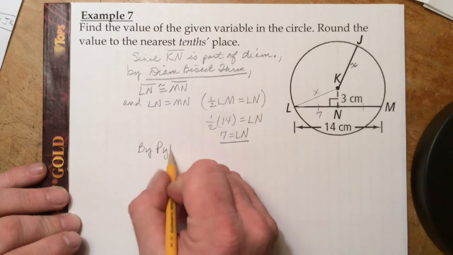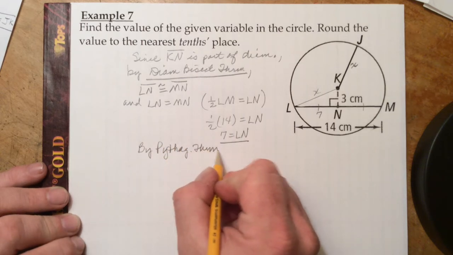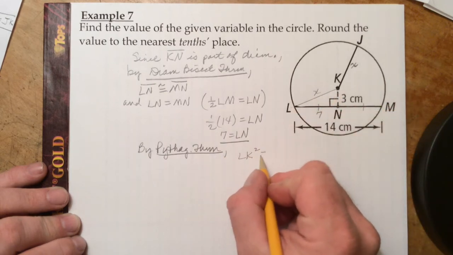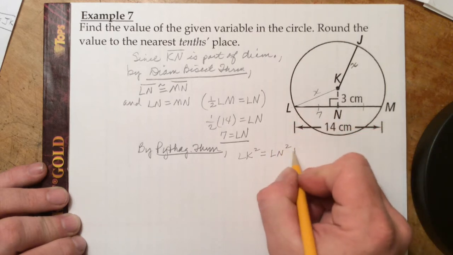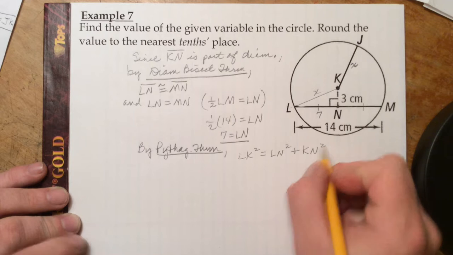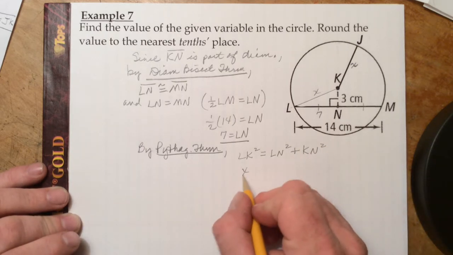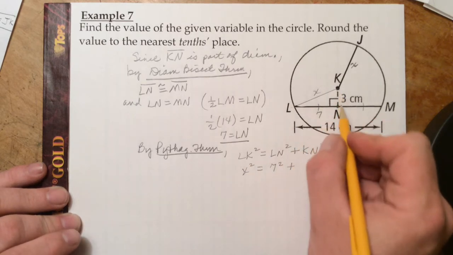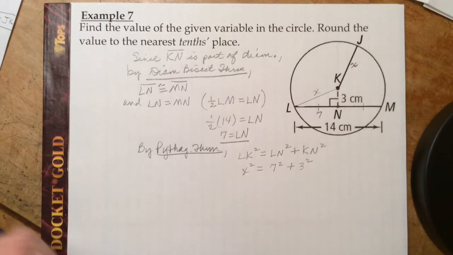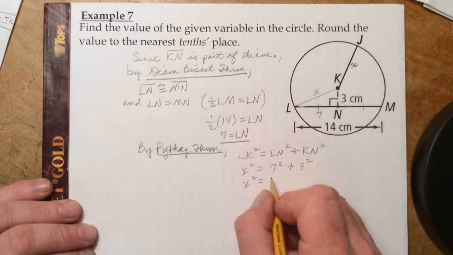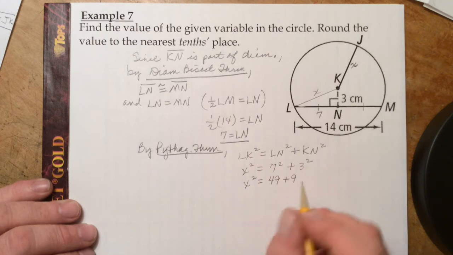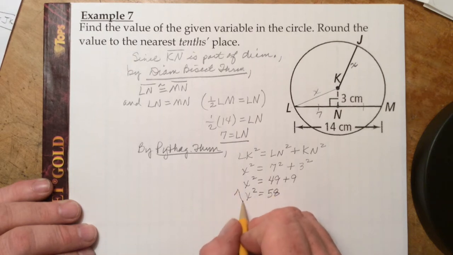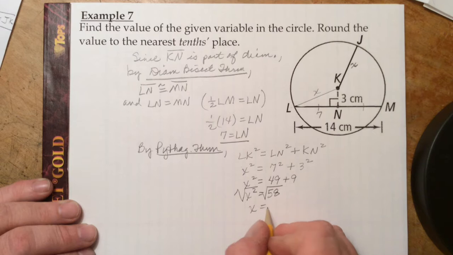So by the Pythagorean Theorem, we can now state that hypotenuse LK squared equals leg LN squared plus leg KN squared. Substituting in those values, we have x squared equals LN, which is 7 squared, plus KN, which is 3 squared. Then we have x squared equals 49 plus 9, and then x squared equals 58. Taking the square root of both sides, we get the square root of 58.